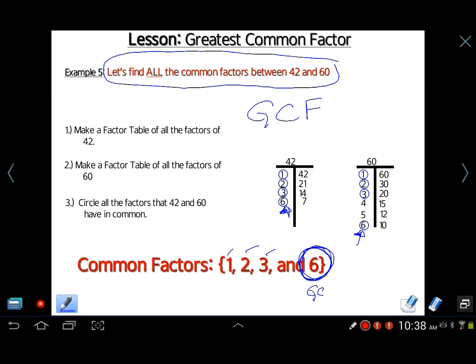Now, I didn't even mention at the onset of this problem that this was a g.c.f. problem. All we did was list the factors of 42, list the factors of 60, and then compare what we had. So the g.c.f. is 6. That's the largest number that divides into 42 and 60.